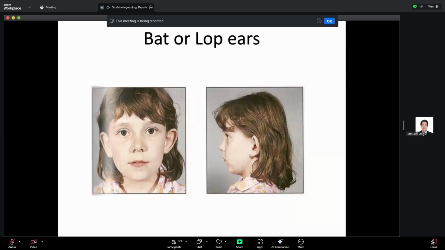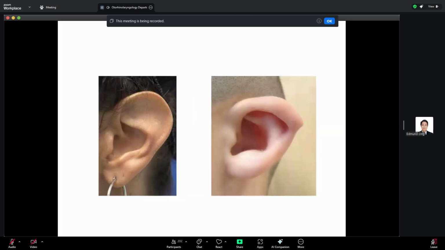We'll go to different congenital anomalies, or not really congenital anomalies, but different subsets or types of the ear or the pinna. Some patients can have bat or lop ears. Next slide. Or the pinna is too thin, what they call F-like ears. Next slide.